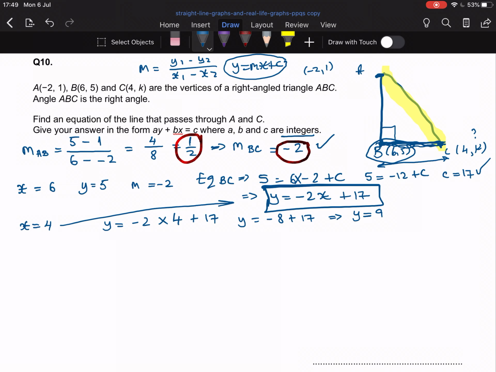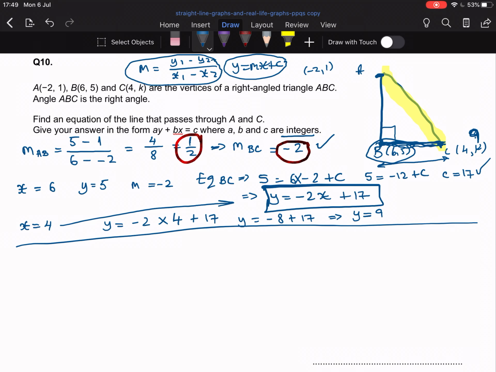Yeah, definitely positive 9. So this means the y coordinate, this k that we're missing here, is 9. No longer a question mark, it is 9. All right, so we still have to work out the equation of line AC. We haven't even started on that, but we've got 2 points on the line. So on this line AC, I'm going to again use this formula, the formula at the top for gradient, to work out the gradient of the line.